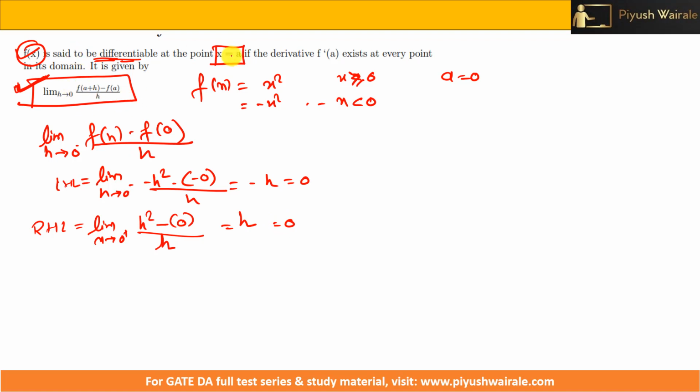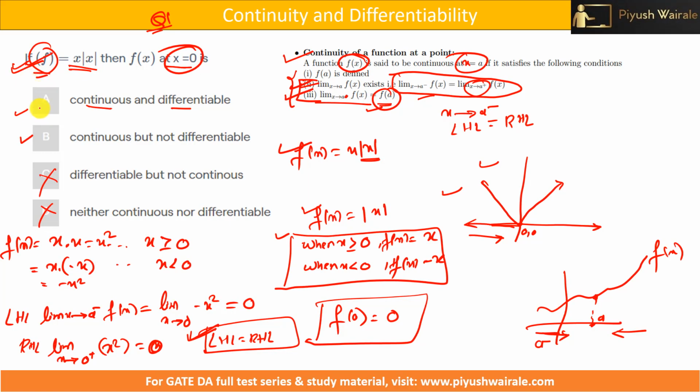So I can say this particular function f of x equals x into mod of x is differentiable because both the left hand limit and right hand limit exist, okay, for this particular limit, and the value of this limit, that is f dash of x, is basically 0, okay. So the value of this limit will be the derivative of this function f of x. So our correct option is option number A, that is continuous and differentiable. So in this way you need to proceed for each and every question, whether it is continuous or differentiable, right? So I hope you understand the concept of continuity and differentiability.